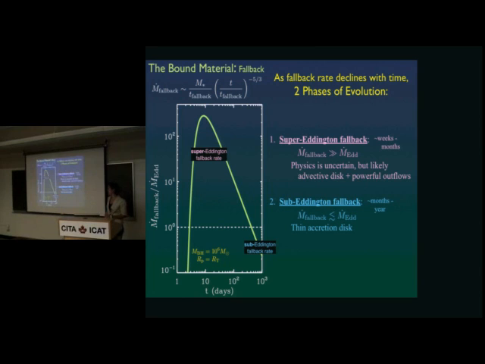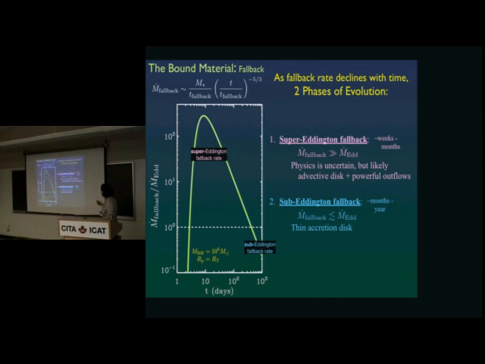In particular, what matters is the comparison with the Eddington rate, because that tells us how important radiation pressure is as opposed to gravity. So here I'm plotting the ratio \dot{M}_fallback over \dot{M}_Eddington as a function of time in days for a 10^6 solar mass black hole disrupting a star at the tidal radius. And what you see is that after about 10 days, the fallback rate reaches a maximum of several hundred times the Eddington rate. And then over the subsequent months and years, it declines with time and eventually becomes sub-Eddington.